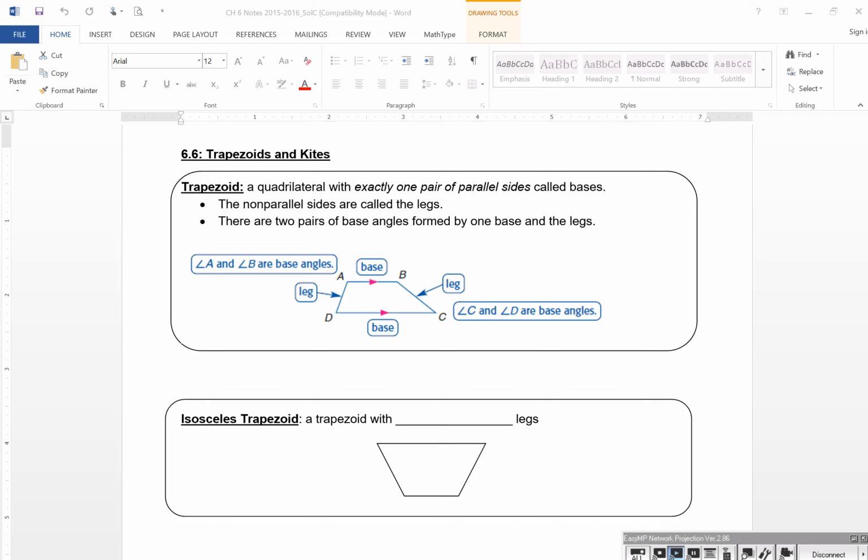We have been talking about quadrilaterals this entire chapter. We started talking about quadrilaterals in general. Then we introduced parallelograms, and for the last 2-3 sections, we've been focusing on parallelograms. And we talked about the different subsets of parallelograms: rhombi, squares, rectangles, okay?